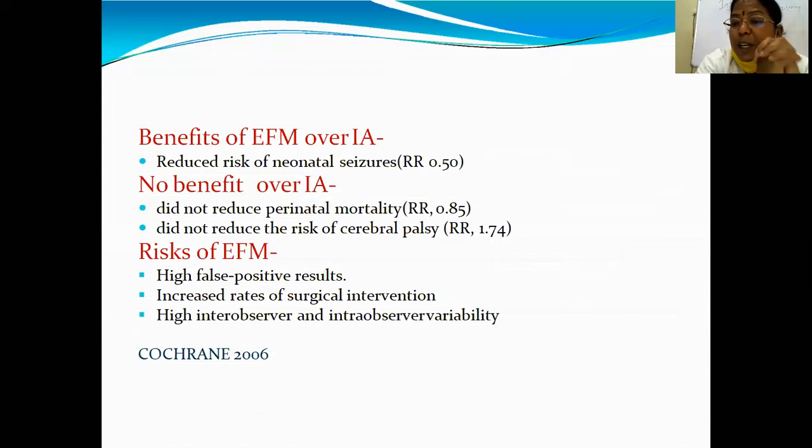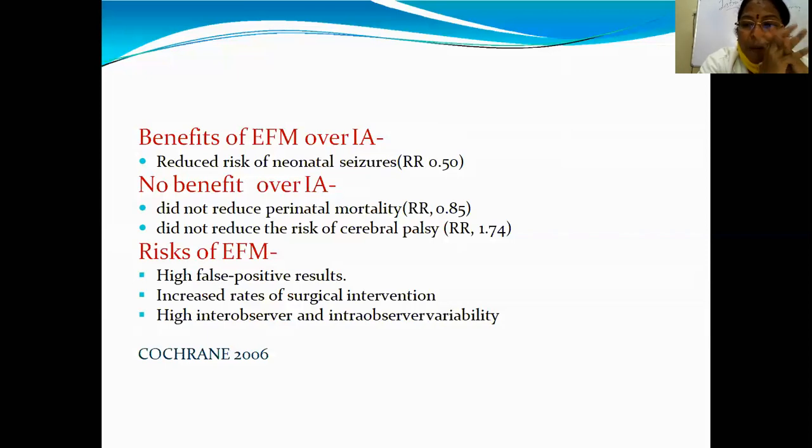So what are the benefits of continuous fetal monitoring with tracings compared with intermittent auscultation? Usually this reduces neonatal seizures. The chances of neonatal seizures are reduced, but there is not much benefit in perinatal mortality and the chances of cerebral palsy. So both are equally good. If you are monitoring judiciously and well, intermittent auscultation is also as good as external fetal monitoring.